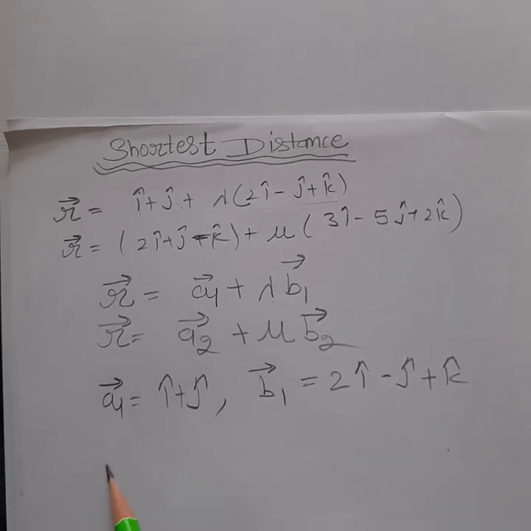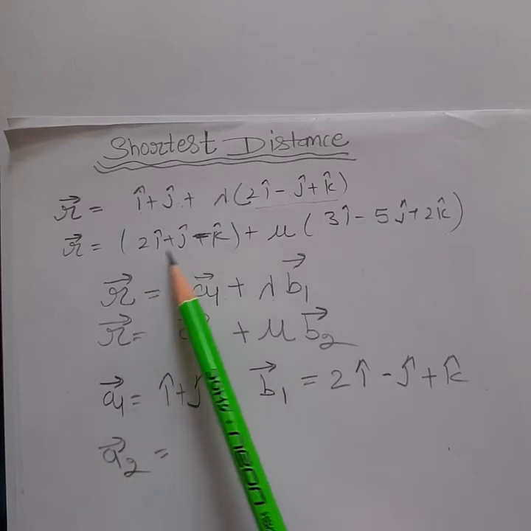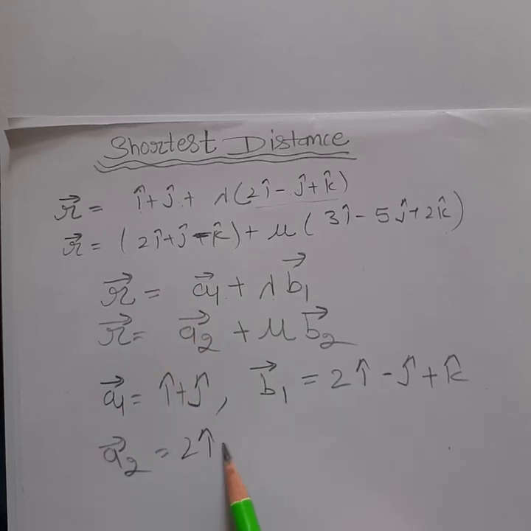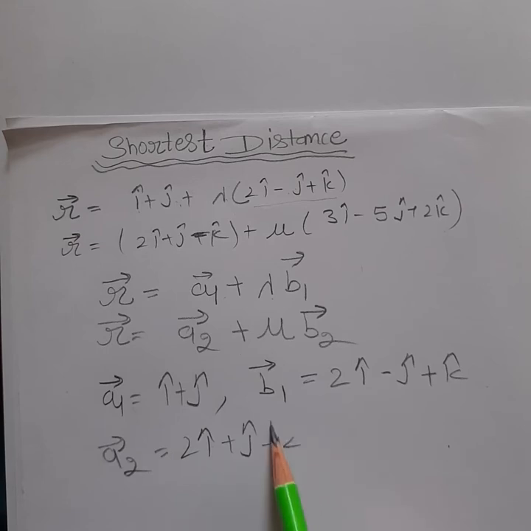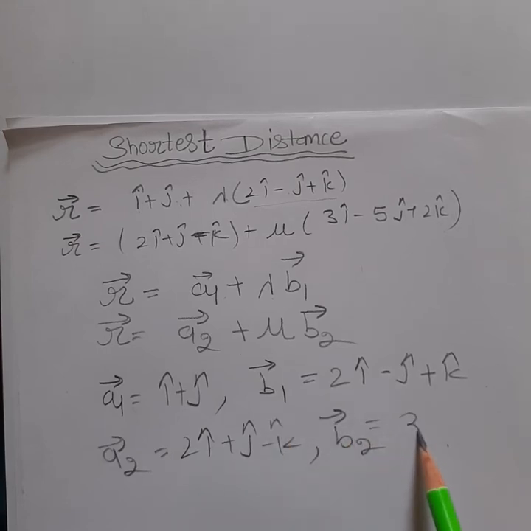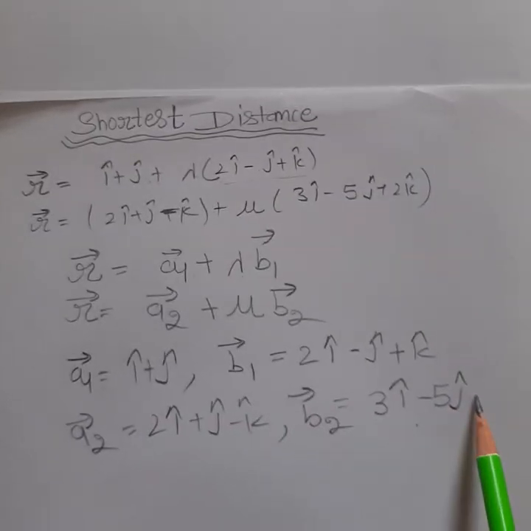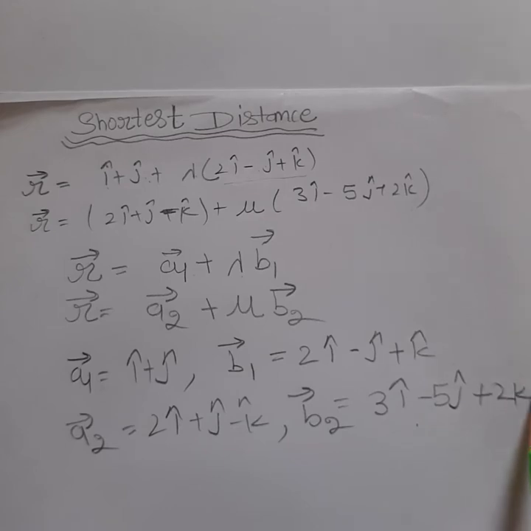Okay, now if we compare the second vector, then we get the value of a2 as 2i plus j minus k. Then you can write it in this way, and if you get b2 vector, then you get the value 3i minus 5j plus 2k.